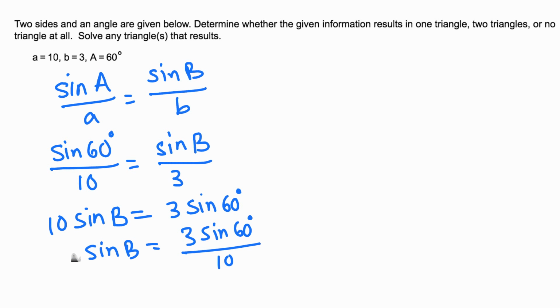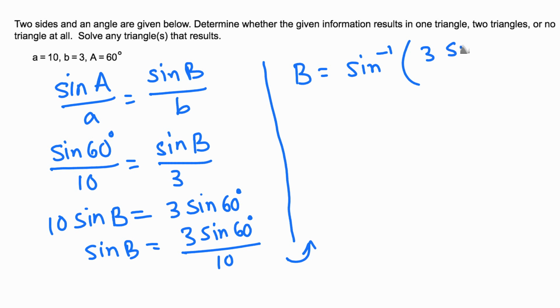Then B is given by taking sine inverse on both sides. Then B is sine inverse of 3 sine 60, which is root 3 over 2, over 10. Now use your calculator and we'll get the value. From the calculator we get 15.06 degrees, rounding to 2 decimal places. By the way, sine inverse we can find from the calculator.